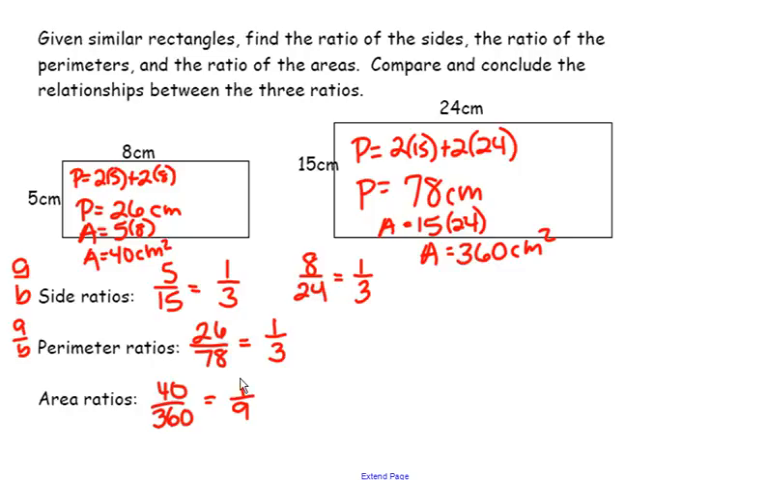And how do I go from this to this? I squared, right? So 1/3 squared equals 1 over 9, which means that this is the case for my areas. And this holds true for every similar polygon. If the side ratio is A to B, the perimeter ratio is A to B, and the area ratio is A squared to B squared.